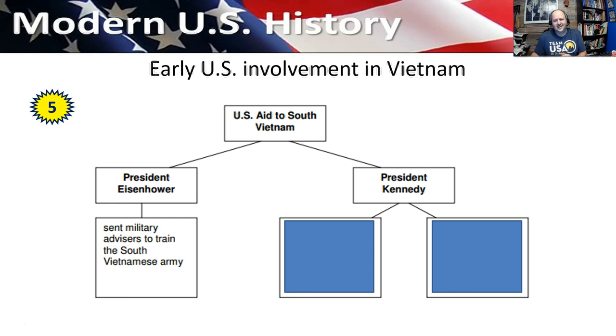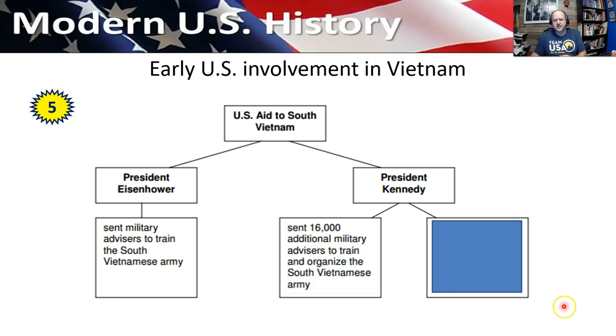Then under President Kennedy, he initially sends 16,000 additional military advisors to train and organize the South Vietnamese army. Now, I kind of laughed when I said military advisors because, as you know, you're not going to have 16,000 military advisors, right? You're basically starting to send troops in. And these troops are going to start helping the South Vietnamese army fight as opposed to just training them.